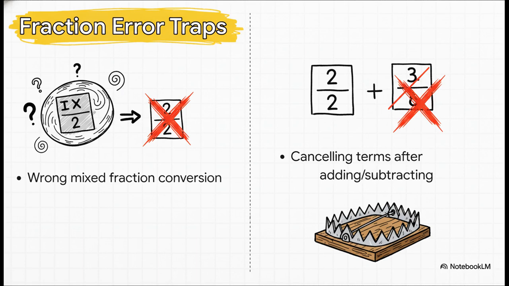Now, you gotta be careful. These are the classic traps where people lose marks. A simple mistake converting a mixed fraction, and your whole answer is wrong. But the biggest killer, by far, is canceling terms across a plus or minus sign. Let me be clear, you can only cancel terms when you are multiplying. Don't fall for that one.